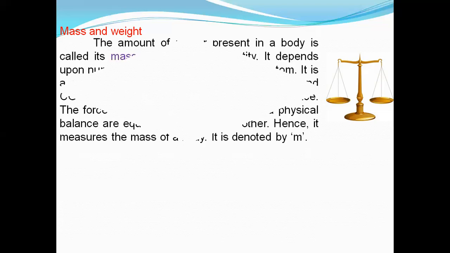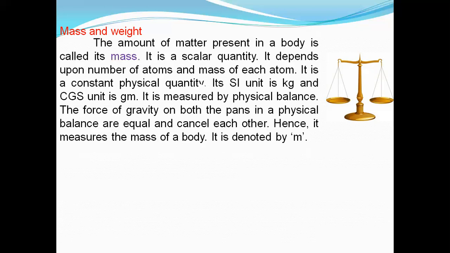Now mass and weight. This is not a new topic for you. We are learning about this from class 4, 5, 6. If you see it, this is the physical balance, beam balance, tan balance, anything you can say. So mass, as you know, is the amount of matter present in the body.